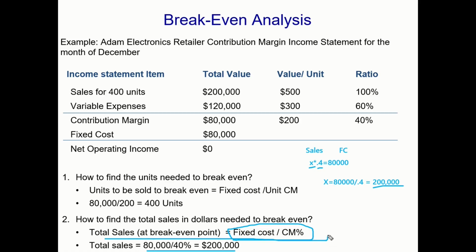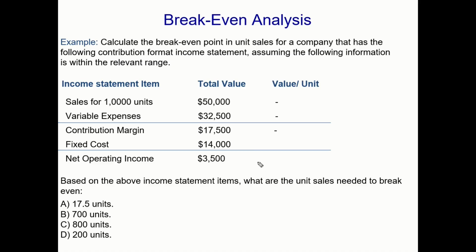Now, the best way is to see this formula in the form of an example to see if you can apply it. Take a look at this example to illustrate the concept. Calculate the break-even point in unit sales. So here we are asked to compute the unit sales for a company that has the below contribution margin format income statement. Sales, $50,000 in sales, variable expenses, contribution margin, fixed expenses, and net operating income.